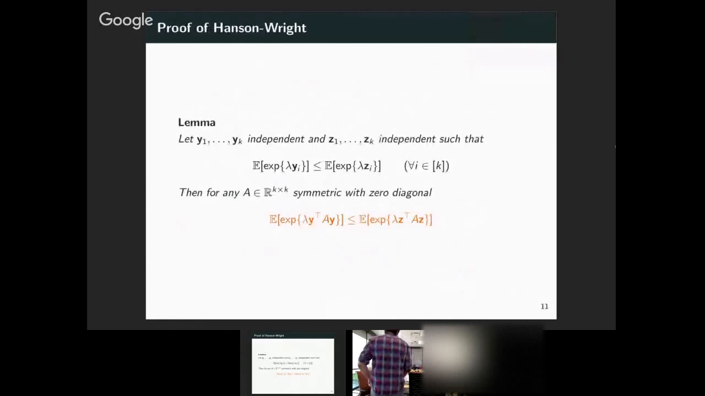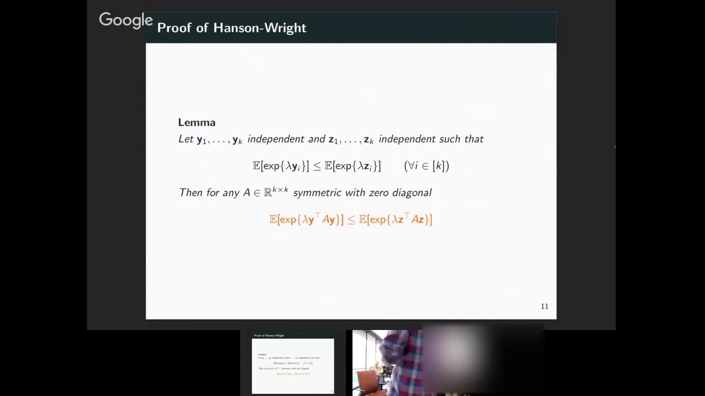OK, and the proof is quite simple. It's based on this very simple lemma that basically says the following. Suppose you have two random vectors, which are independent, and each one of them is upper bounded in terms of the moment generating function, one with respect to the other. You should think of these y's as being the Rademachers, and the z's as being the Gaussians, right?